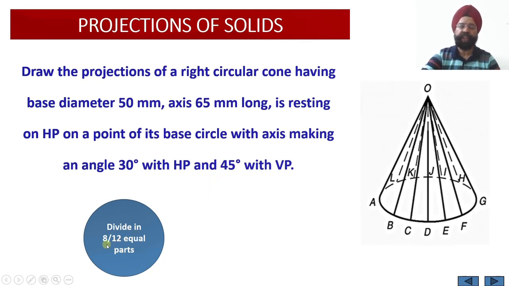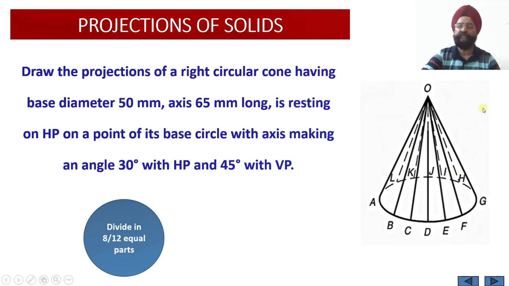Then one thing we need to keep in mind is whether we want to divide this cone into 8 equal parts or 12 equal parts. If we divide this cone into 8 equal parts, the angle separating any two generators will be 45 degree. If we divide this cone into 12 equal parts, the angle separating any two generators will be 30 degree.